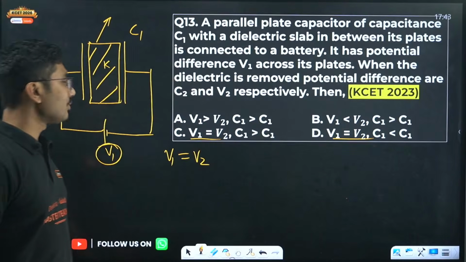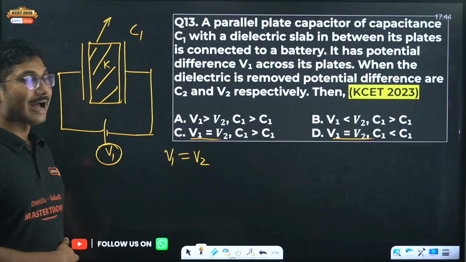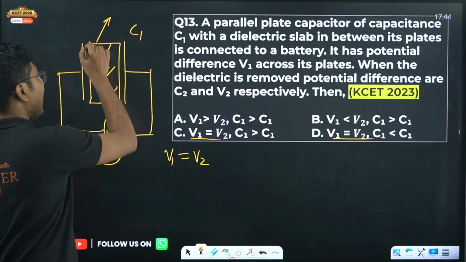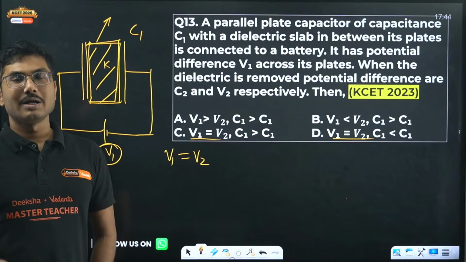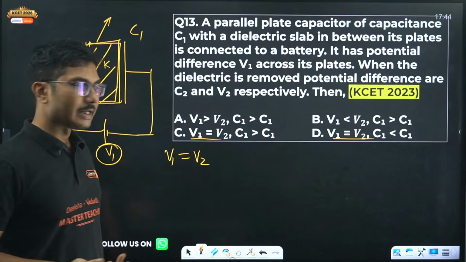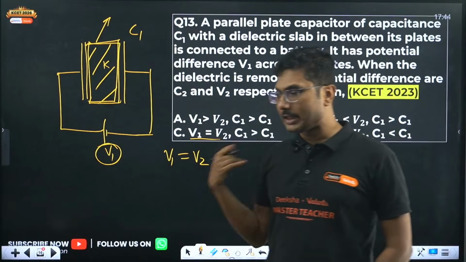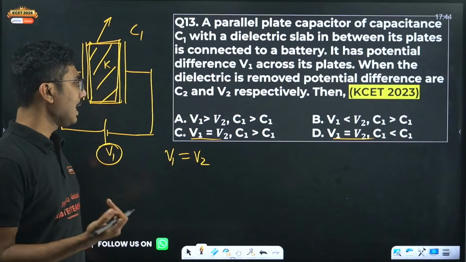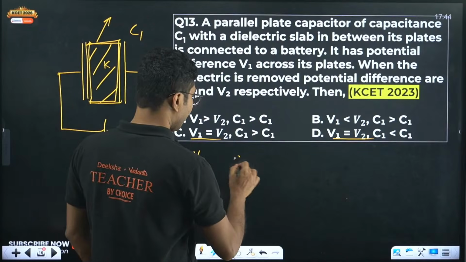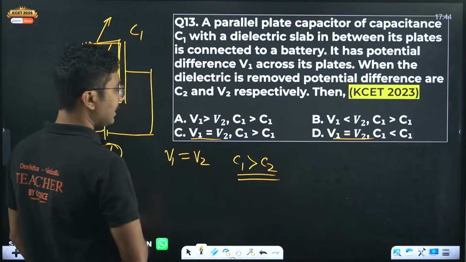Now we have to understand which one will have a higher capacitance. Capacitance with dielectric is more than capacitance without dielectric. That is why we use a dielectric, right? So capacitance with dielectric is more compared to capacitance without dielectric. That means C1 must be greater than C2.